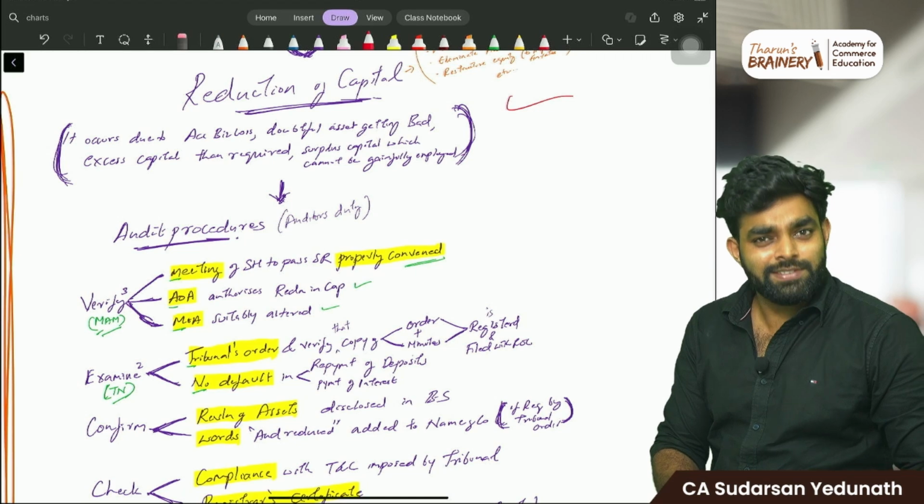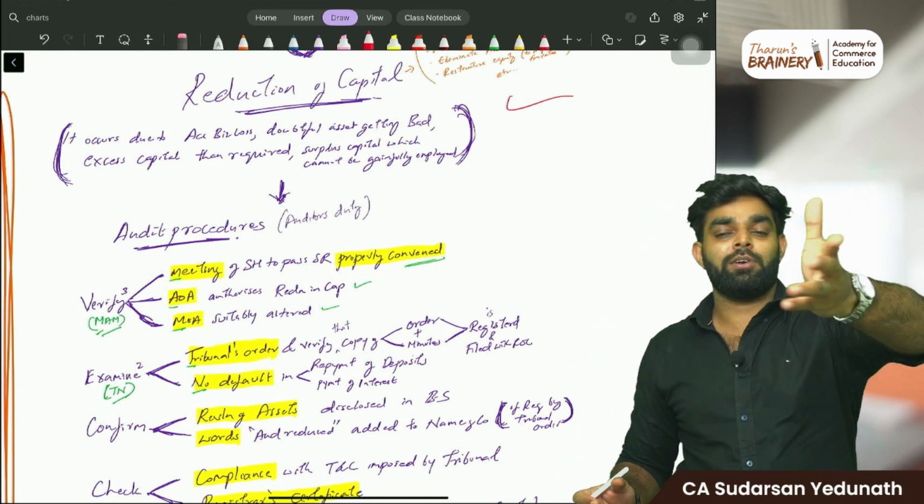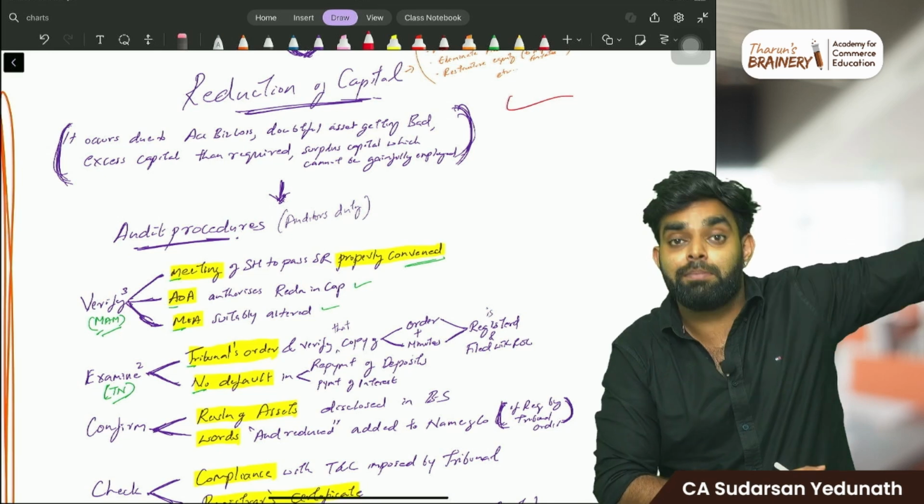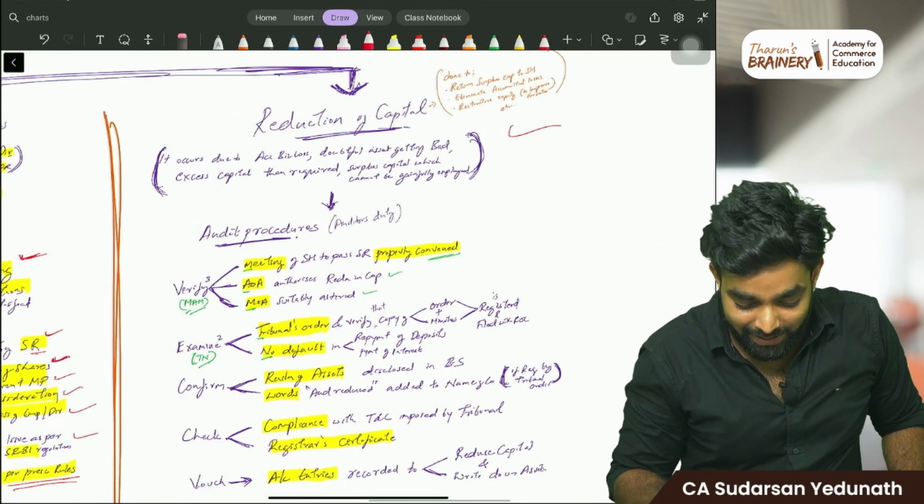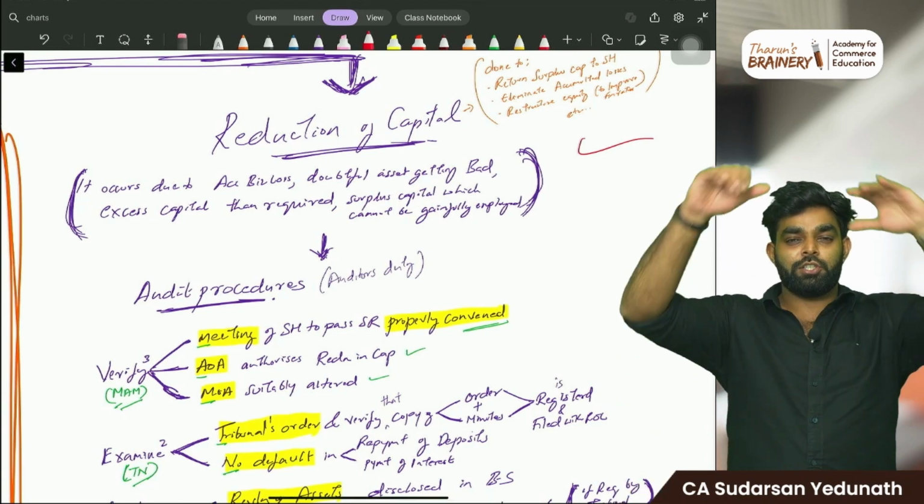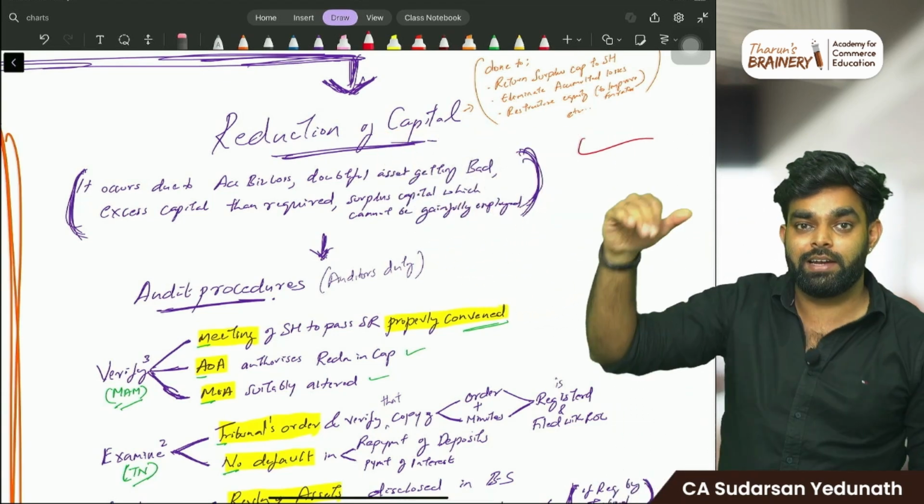This is one of the toughest things and you have easily learned that. It will anyways take you around 30 minutes to 1 hour to read and understand this from the textbook, and we have summarized that. So, reduction of share capital. Reduction of share capital means the company has a share capital of 10 lakh rupees, and now the company is planning to reduce that.